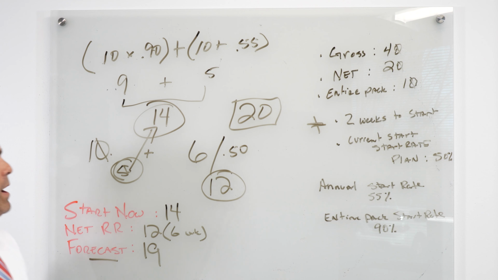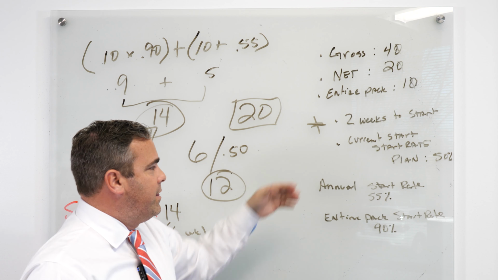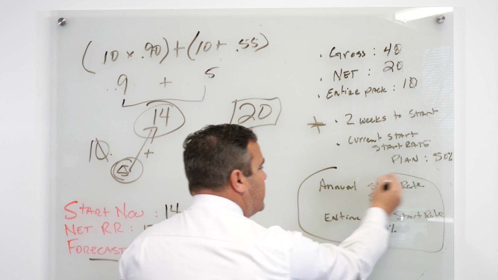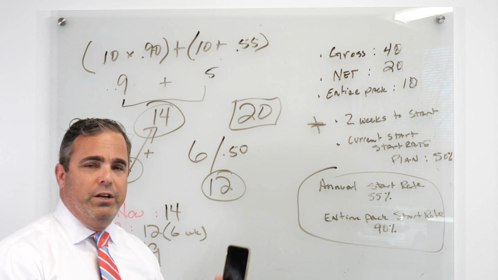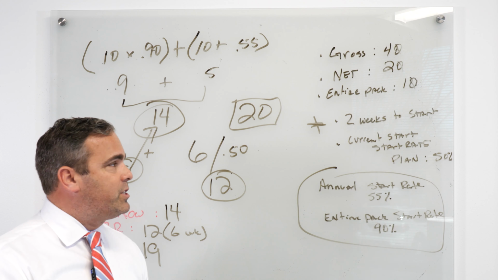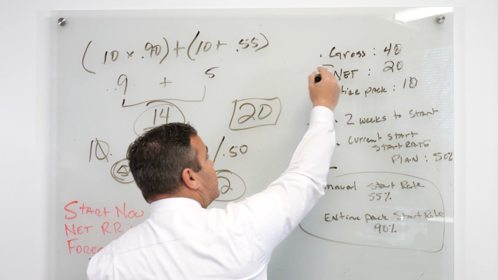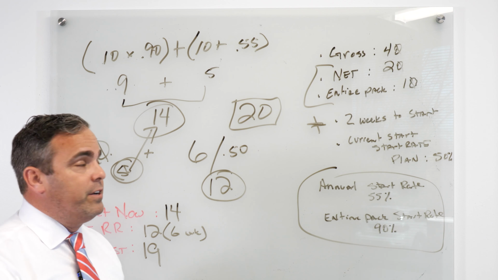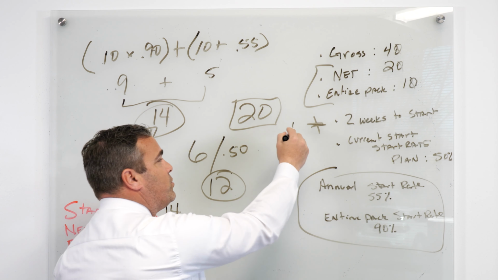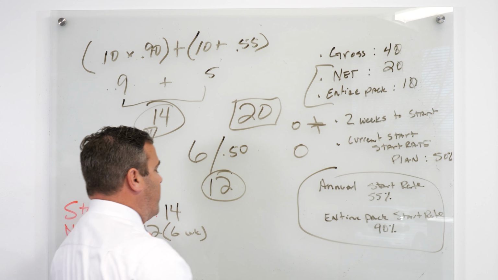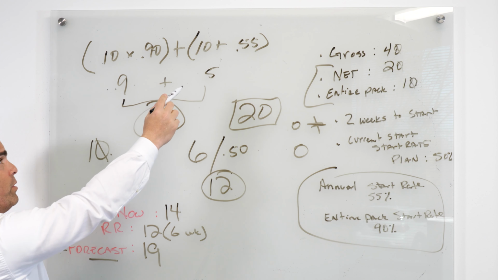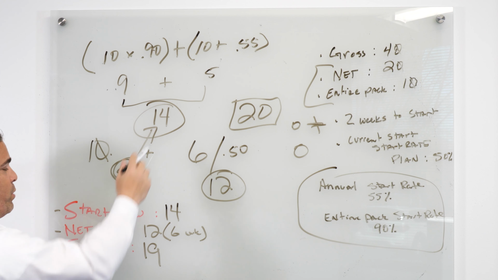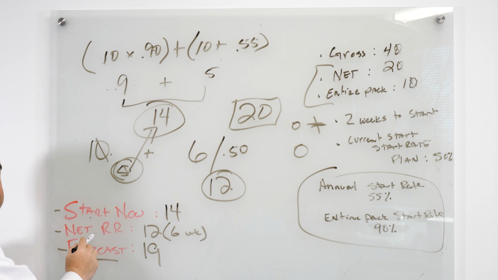By using all of this information, which was sent out in a big spreadsheet that you guys supplied for your annual start rate, either your regular start rate or your entire pack start rate, you can utilize the net and entire pack part of your GMP, the weeks remaining, and your current start rate. That gives you all of this information based on this algorithm, first to use, and then springing off it for the start now, the net run rate, and then your forecast.